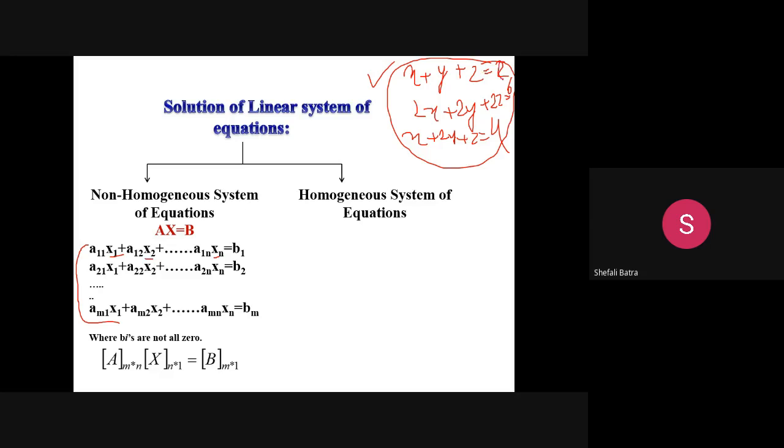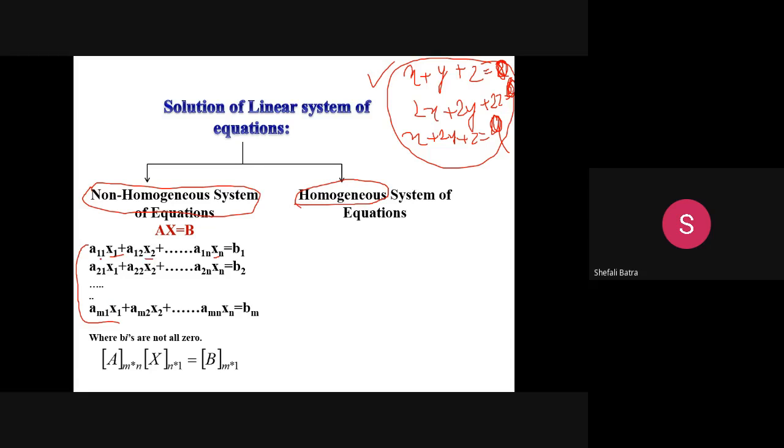And if right hand side of every equation is equal to 0, then system is known as homogeneous system of linear equations. Right? Is it clear? If right hand side of every equation is equal to 0, then system is known as homogeneous system of equation. And if it is not equal to 0, then system is known as non-homogeneous system of equation. Right?